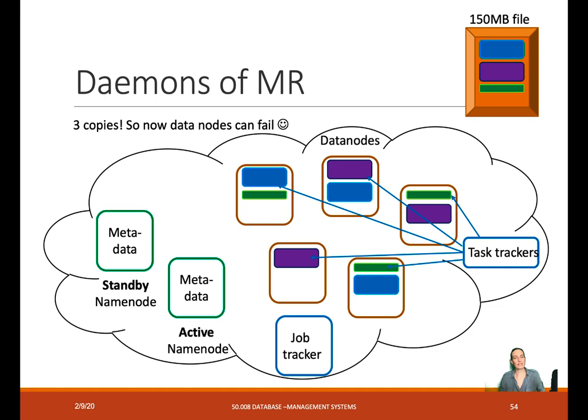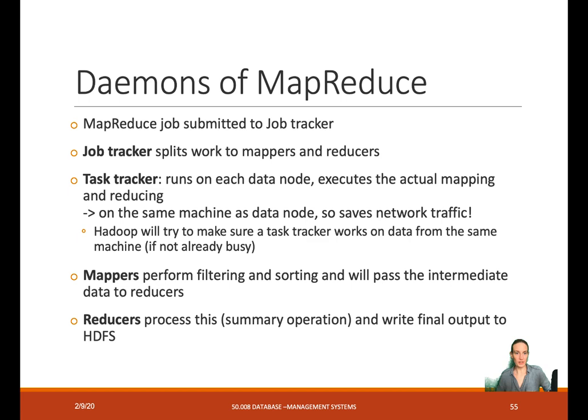All right, so there are these daemons active in MapReduce. Daemons, as I already said, sort of keep track of what is where. So we have, for instance, a job tracker. A job tracker splits the work between the mappers and the reducers. So it'll manage your MapReduce job and make sure everything gets executed. We also have task trackers. The task trackers actually run on the data nodes themselves, and they execute the actual mapping and reducing. So the job trackers are the managers, and the task trackers actually execute the job. That's pretty much the summary of MapReduce.